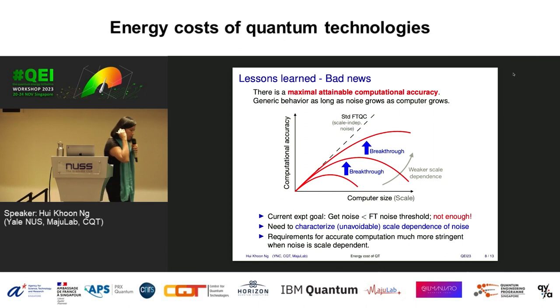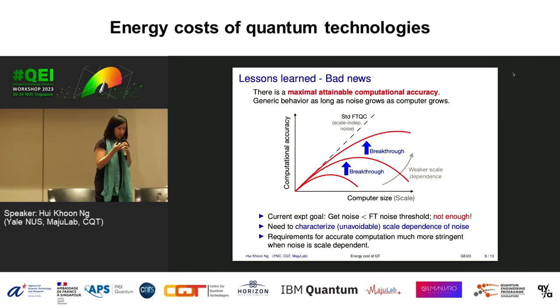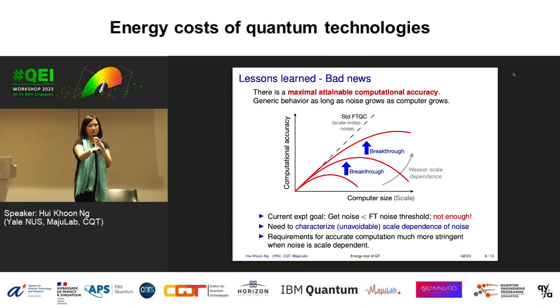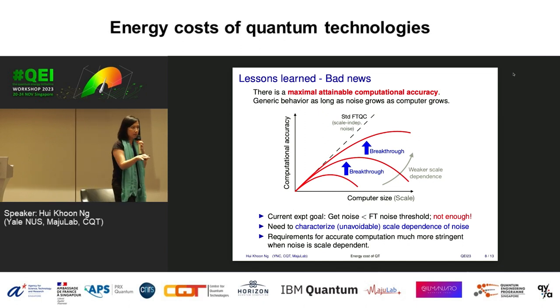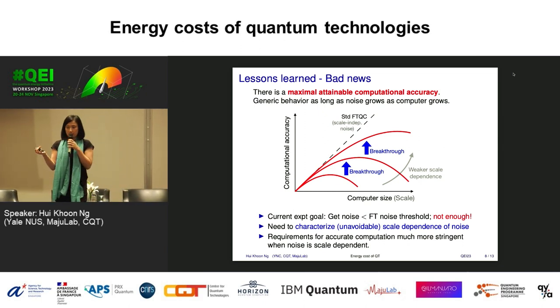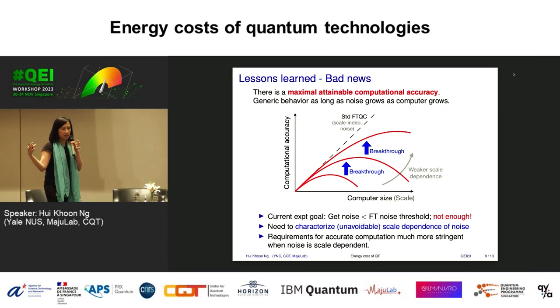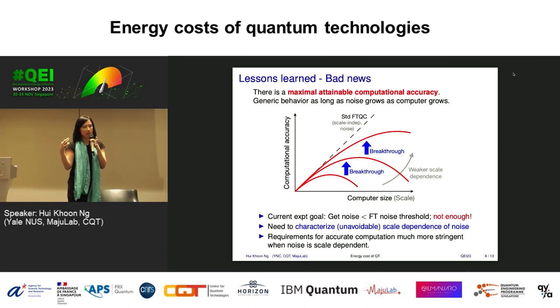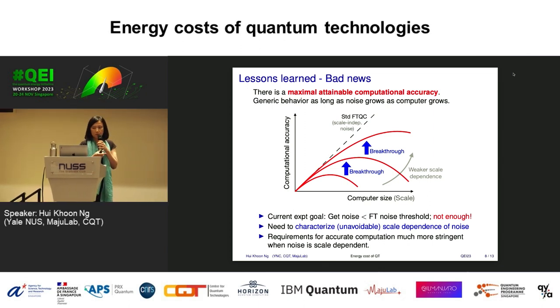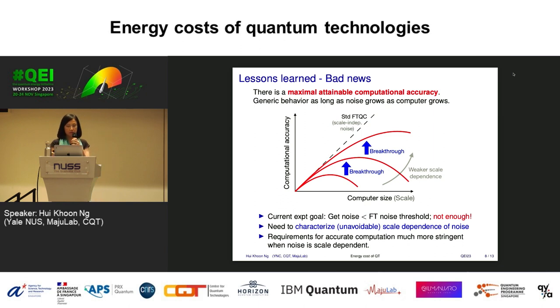One of the main lessons of this, of course, is that you hear very often that experimentalists are targeting some fault tolerance threshold. They just need to get the noise below the threshold. That's in fact not sufficient. It's not that one magical number that you need to look at only. What is more important is that you also look at the scale dependence of your noise. How are you going to scale up? Is that scalability really such that you're able to maintain the noise per component even as you go to a larger device? It turns out in some of the examples that we have worked through, the requirements for accurate computation are much, much more stringent when you have a scale-dependent situation.